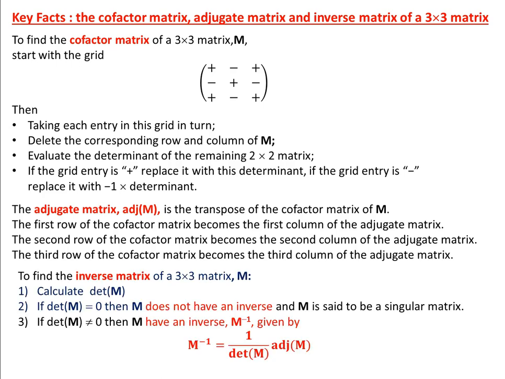And to find the inverse matrix of a 3x3 matrix, we first of all calculate the determinant of M. If the determinant of M is 0, then the matrix M does not have an inverse, and M is said to be a singular matrix. If the determinant of M is not equal to 0, then M does have an inverse, which is given by 1 over the determinant times the adjugate. And in that case, we would say that M is a non-singular matrix.